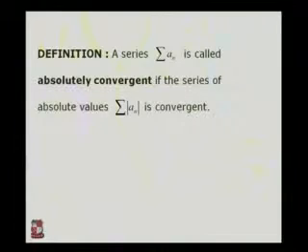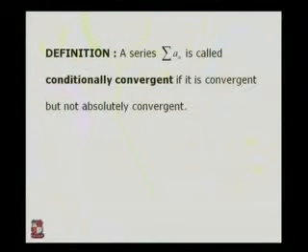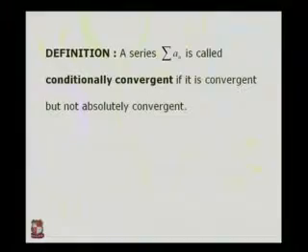But if sigma n is convergent but sigma modulus of n is divergent, then we will say that the given series is a conditionally convergent series, which we can see in the PPT. A series sigma n is called conditionally convergent if it is convergent but not convergent absolutely. That means sigma n is convergent but sigma modulus of n is divergent. Okay, so this is mainly asked for the alternate series, because for the alternate series all the terms are alternatively positive and negative.